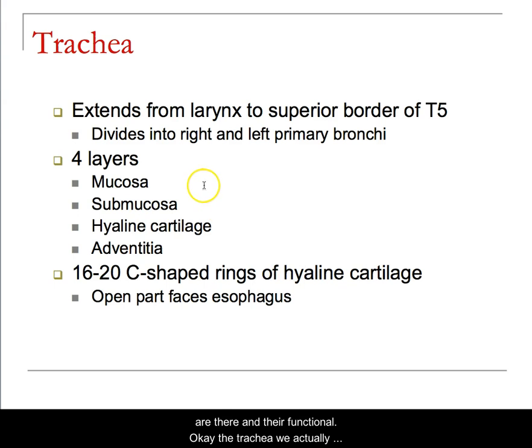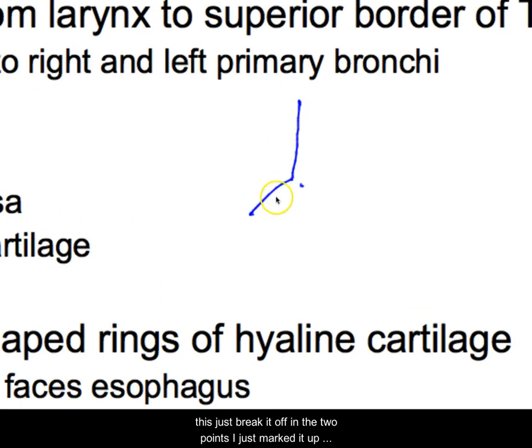Okay, the trachea actually extends from the larynx to the superior border of thoracic 5. And you're going to divide this into left and right primary bronchi. If I was to draw that for you, let's see if I can do this without mucking it up. Okay, we're going to do something like this. Just break it off into 2 points. Oops, I just mucked it up, didn't I? There we go. And what's going to happen here, of course, is the central part is this thing that's called the carina. Okay, and it's going to bifurcate.